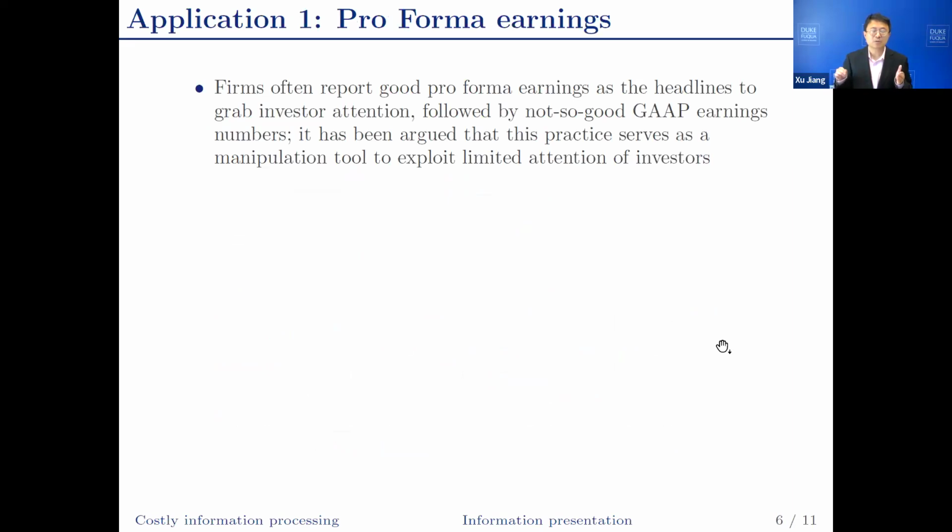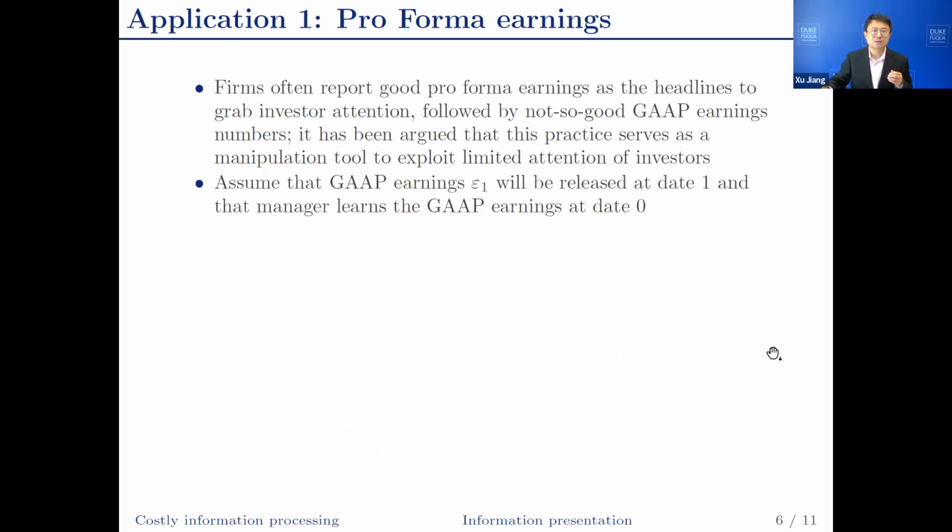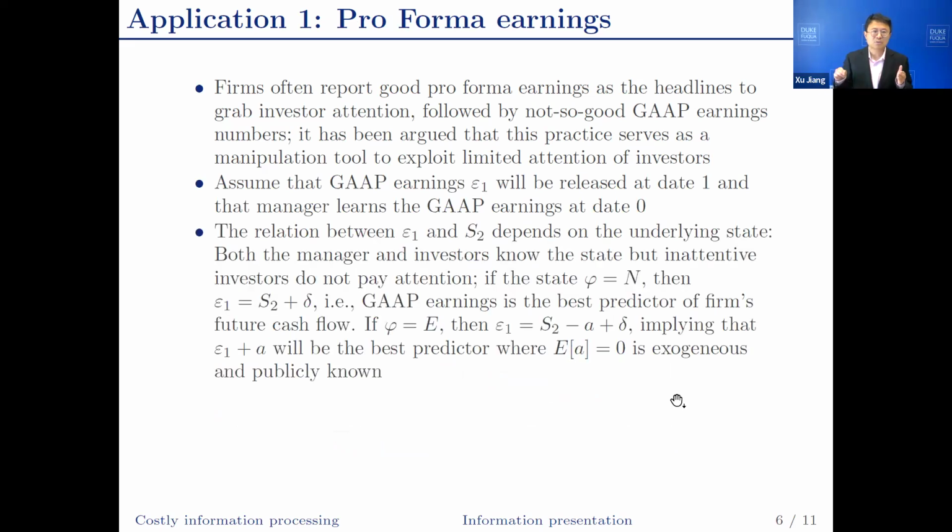The first application, pro forma earnings. Firms often disclose good pro forma earnings, followed by recognition of not so good GAAP earnings. In the model, it's assumed that the GAAP earnings will be released at date 1. The manager learns the GAAP earnings at date 0. The relation between GAAP earnings and the terminal cash flow depends on the underlying state. Both the manager and investors know about the state, but inattentive investors choose not to pay any attention.